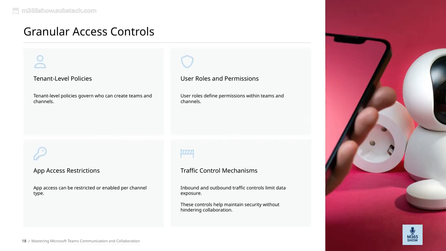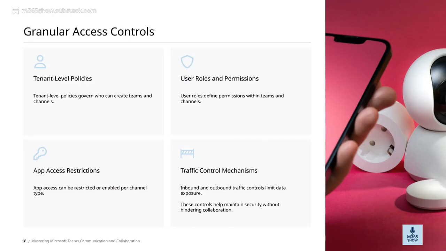Now, let's take a closer look at granular access controls. These are essential for mastering Microsoft Teams communication and collaboration. One of the key points here is how inbound and outbound traffic controls work. They help limit data exposure by controlling the flow of information in and out of your environment. This way, you can maintain a strong security stance without hindering the ability to collaborate effectively.